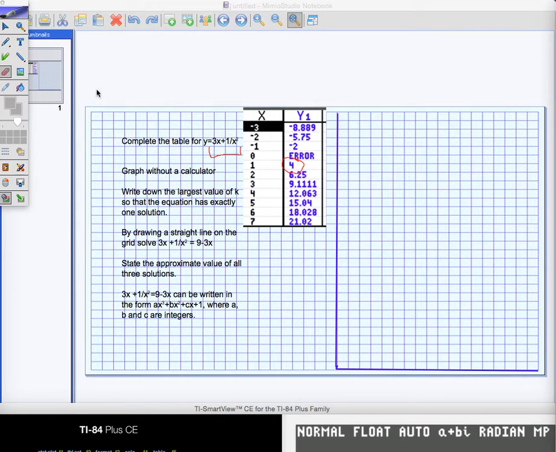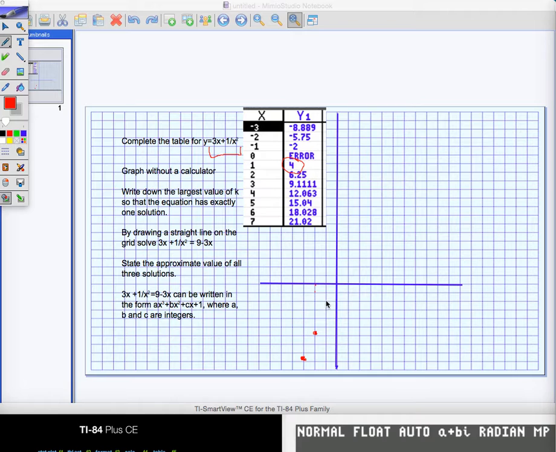So I actually need to move this up a little bit. Okay, so let's just plot some points. We have -3, and -8.89. So -3 would be right about there. Then -2 and 5.75. So right about there.